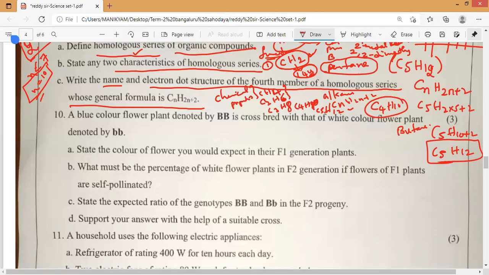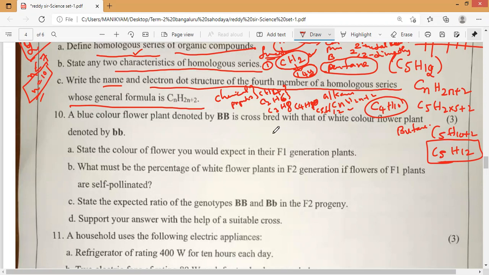What is the electron dot structure of butane? Anybody? I'm not drawing because here I'm not finding any space. So you can draw, correct? Anybody don't know the electron dot structure of butane? You can draw 4 carbons, and they're asking for the electron dot structure, so you have to mention it very clearly. As I told you, step by step you have to draw. Just a minute, I will show you that also.